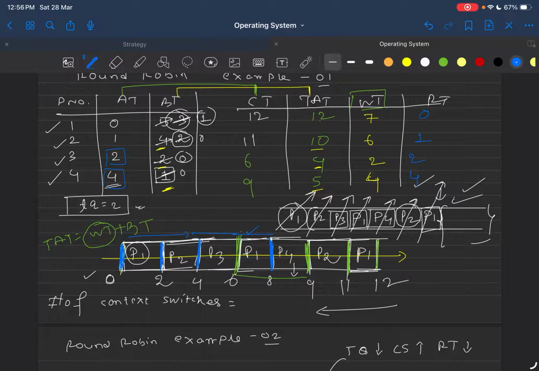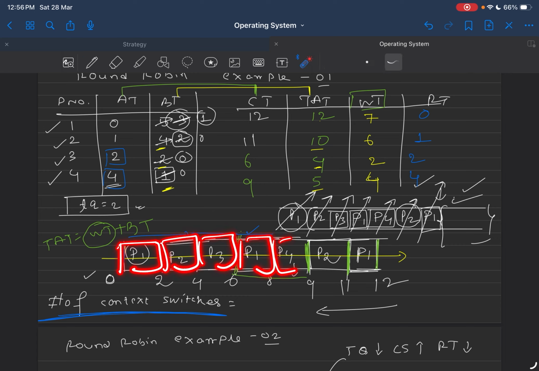One new concept: let's say someone is asking you what is the number of context switches in this Gantt chart. How to answer that? Just look at the number of cells in the Gantt chart. These are the cells. How many cells are there? 1, 2, 3, 4, 5, 6, 7. So in total there are 7 cells, so in total there are 7 context switches. All right.